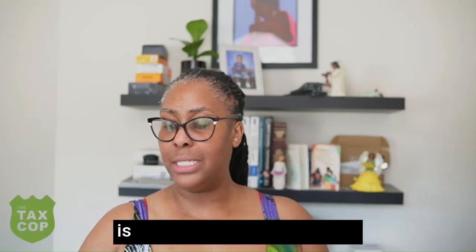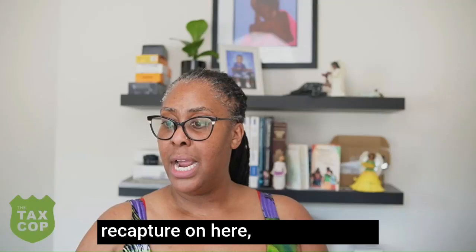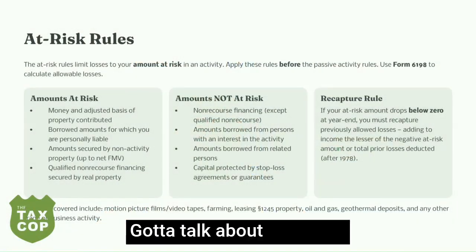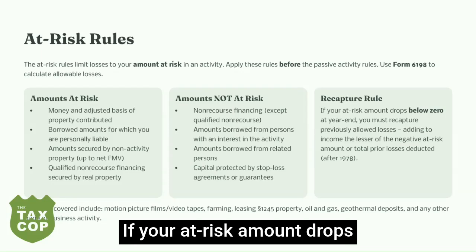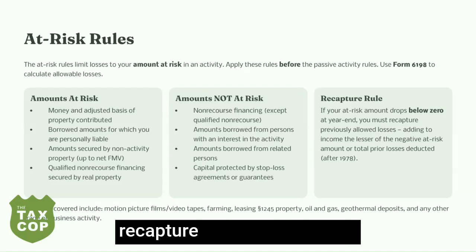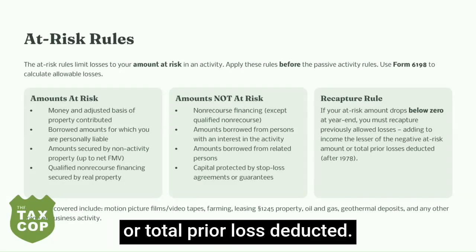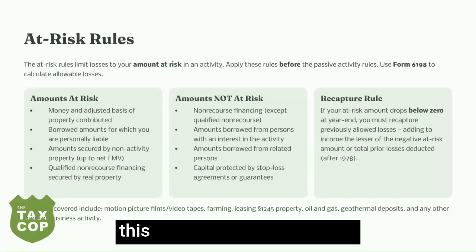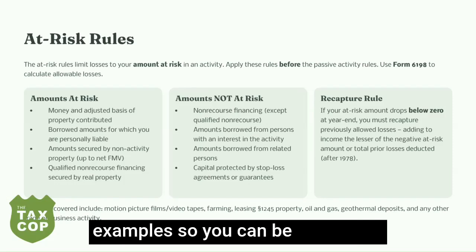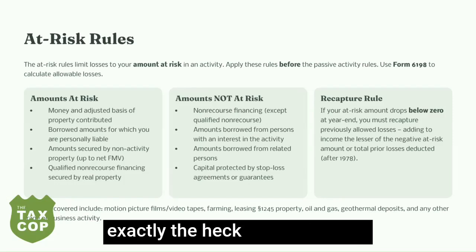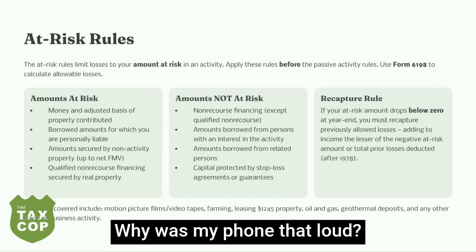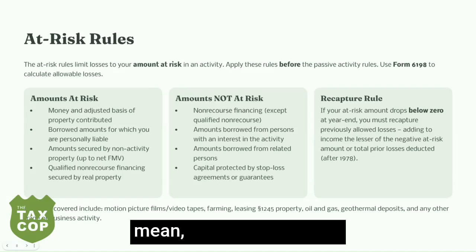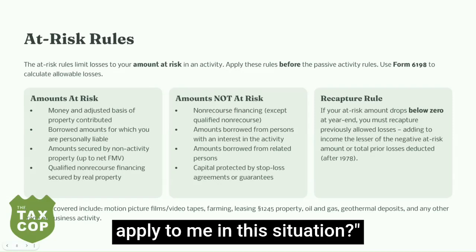All right. Let's go back because there is something that talks about recapture on here. And recapture, we do that with depreciation and got to talk about that later. If your at-risk amount drops below zero at year end, you must recapture previously allowed losses, adding to income the lesser of the negative at-risk amount or total prior loss deducted. Meaning, I'm going to break this down and give you more examples so you can see what exactly this means, and how that applies to you in your situation.